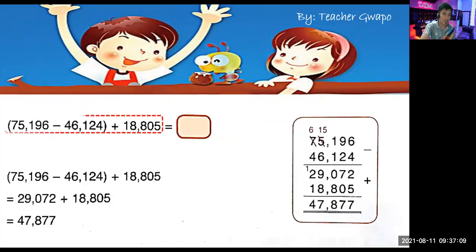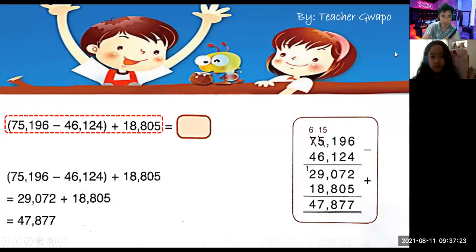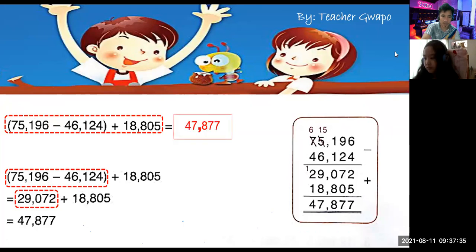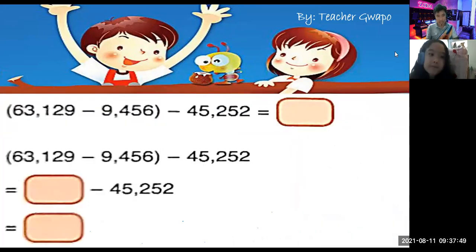And here's another example, 75,196 minus 46,124 plus 18,805, right? Now, if we solve that one, we solve the numbers inside the bracket, and it will give us this answer, which is 29,072, right? So we can write it there, the total of these two numbers, the 29,000 and the 18,000, which is 47,877.